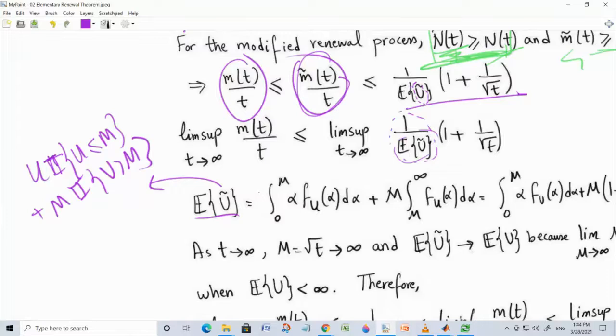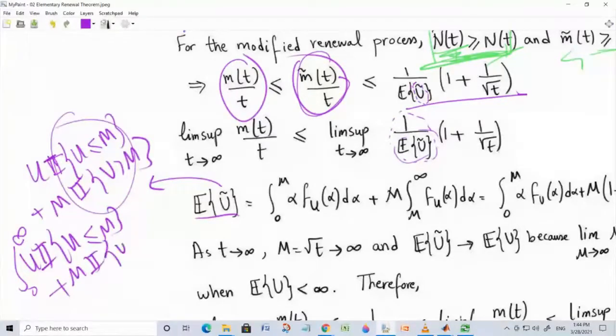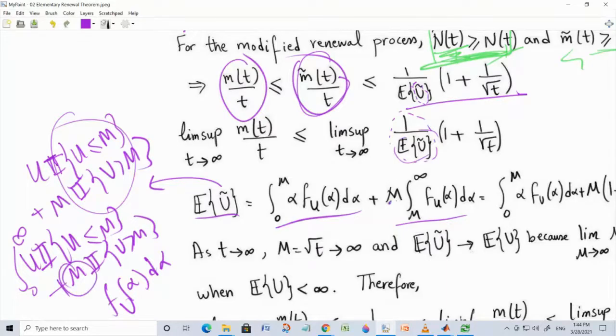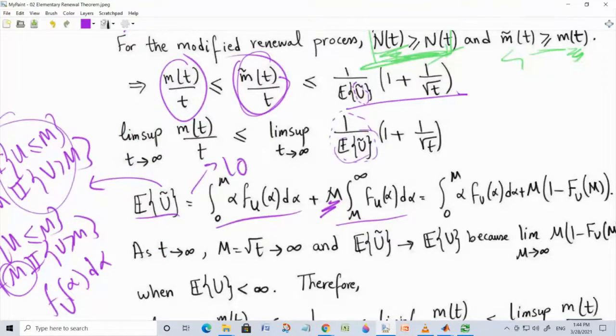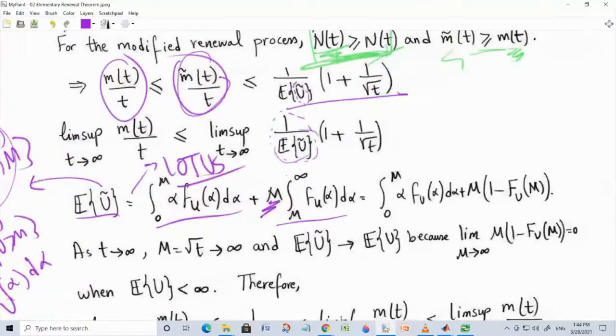So you can apply LOTUS, the law of the unconscious statistician. The expected value of this function of random variable U is simply that you take it and multiply it by the PDF of U, and then you integrate. So you take the integration from 0 to infinity of U times the indicator of U less than or equal to M, plus M times the indicator of U greater than or equal to M, multiplied by f_U(α), and then you split these two integrals. One of them will be an integration from 0 to M, the other one will be an integral from M to infinity, where we have this constant M. So this is basically LOTUS.